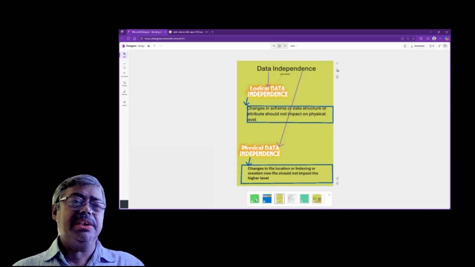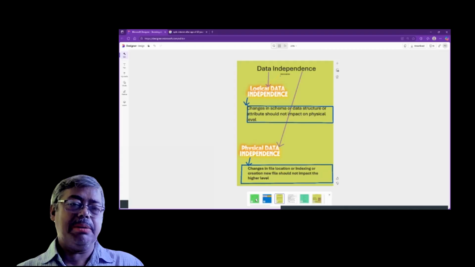Or if any change occurs at the physical level, such as a file location being changed, indexing being changed, or creation of a new file, then these changes will not impact the higher or lower level of the database system. So changes of schema, data structure, and attribute, and also changes of indexing, localization, or creation of a new file will not impact any layer of the database system.